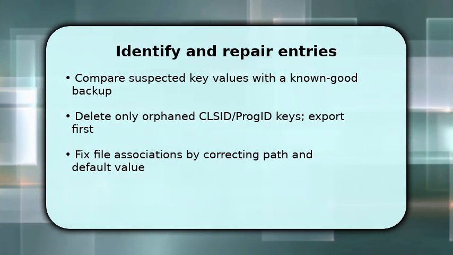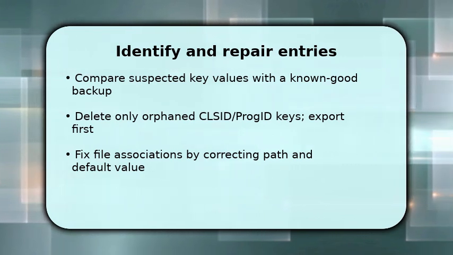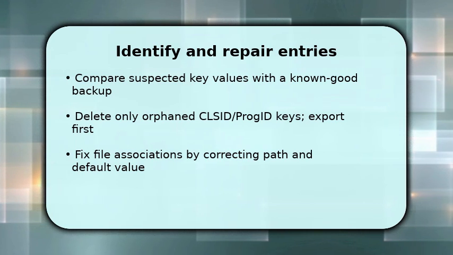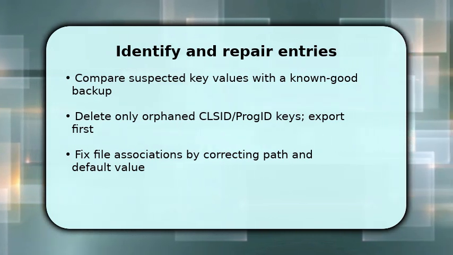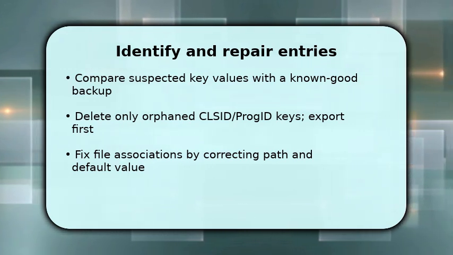If the problem is an incorrect file association, edit the default value to point to the correct executable path. Make one change at a time and test application behavior after each edit. This prevents cascading breakage.